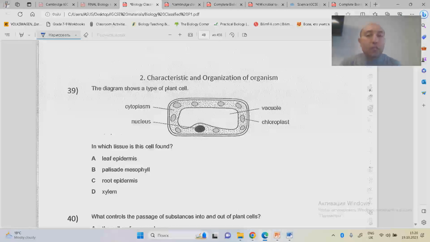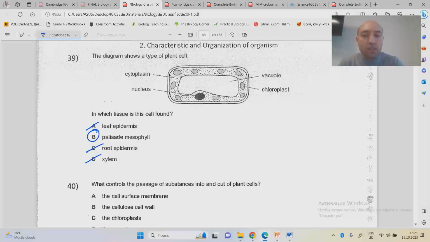In which tissue is this cell found? As I said, this is a palisade cell. So a palisade cell, of course, will be part of palisade mesophyll tissue, or palisade tissue is also correct. Leaf epidermis cells are colorless. They don't have chloroplast, so you're eliminating A. Root epidermis also doesn't contain chloroplast. Xylem doesn't contain chloroplast. So by using chloroplast, we can eliminate three answers.